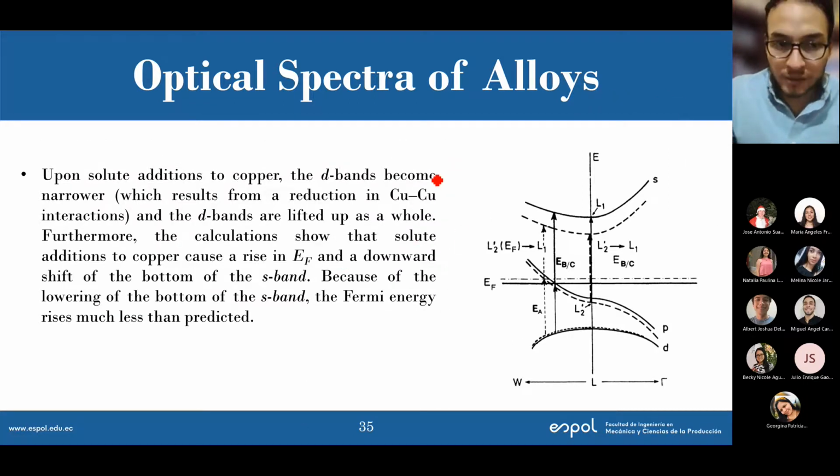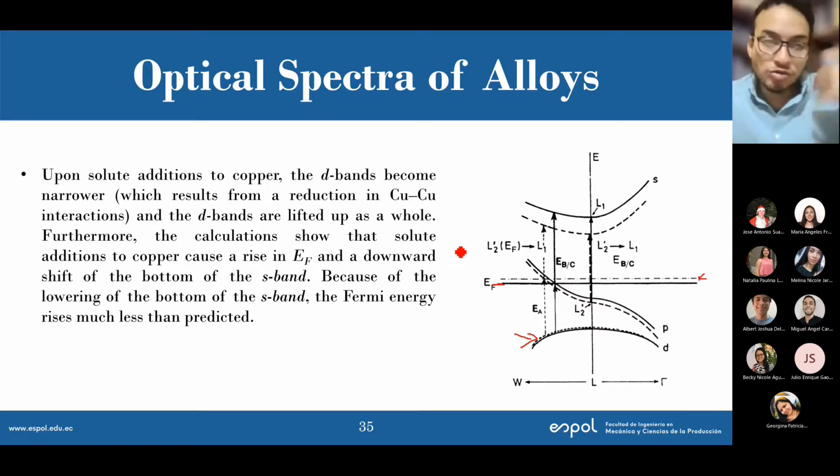So this is what I was talking about when I was saying a rise in the Fermi energy. When you have solid additions, not only to copper, but to other conductors, the d bands will become narrower, so there are fewer interactions between copper atoms. And so you can see the d band gets lifted a bit. You see the d band, and now look at the dash line there. Just a small lift from the previous state. And you can see now the Fermi energy. Look at the current Fermi energy level, and look at the new Fermi energy level.